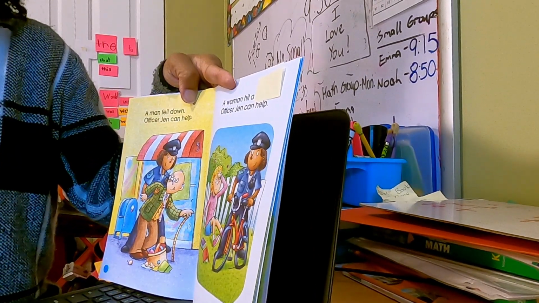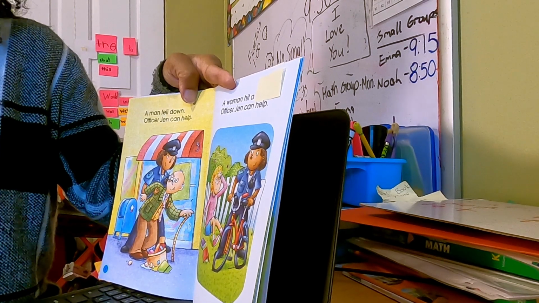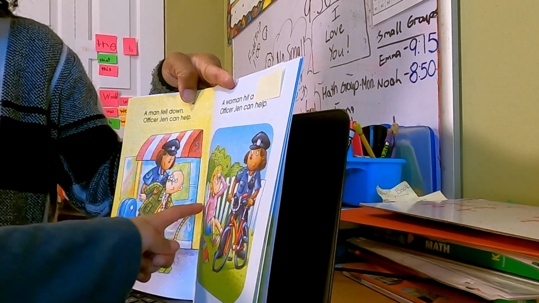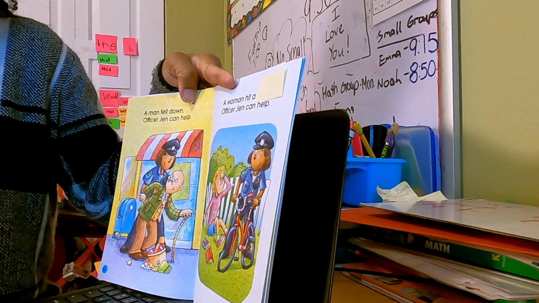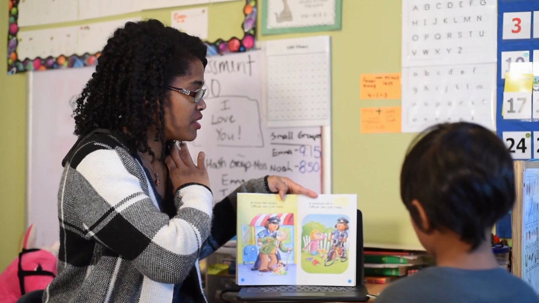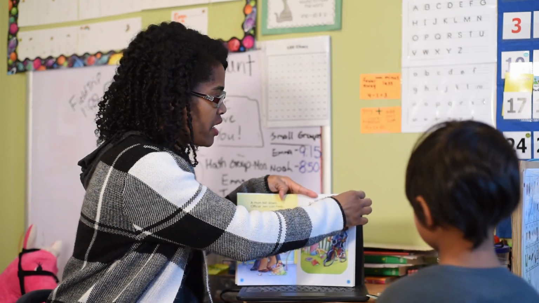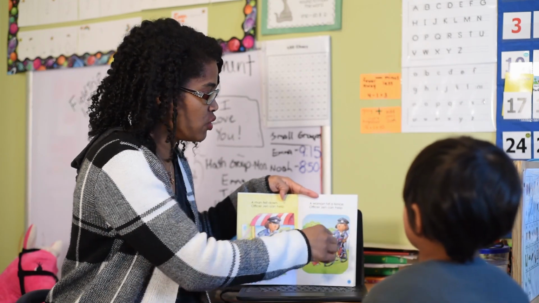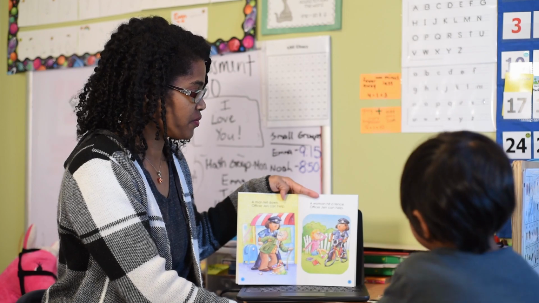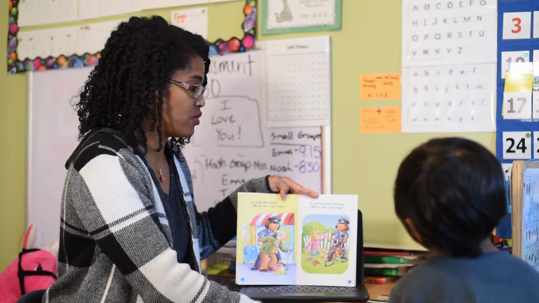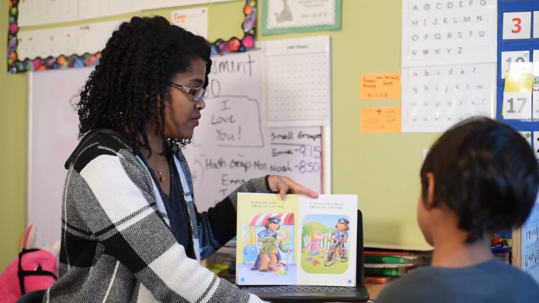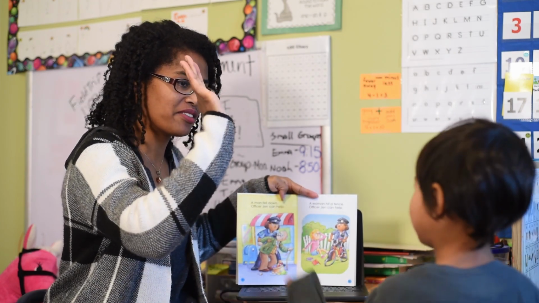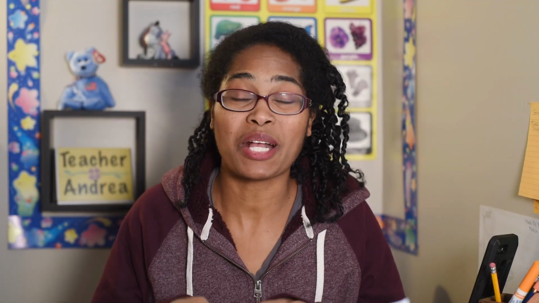Fence. How do you know it's a fence? Because I see that is a fence and she hit her bike on the fence. Right. So that kind of connection will help us figure out this unknown word. Let's go ahead and take it off and see if it makes sense. Can you read it with the word now? Yep. Fence. Can you read the sentence? A woman hit a fence. Mm-hmm. Officer Jen can help. Excellent job. High five. Those two did such a great job, didn't they?